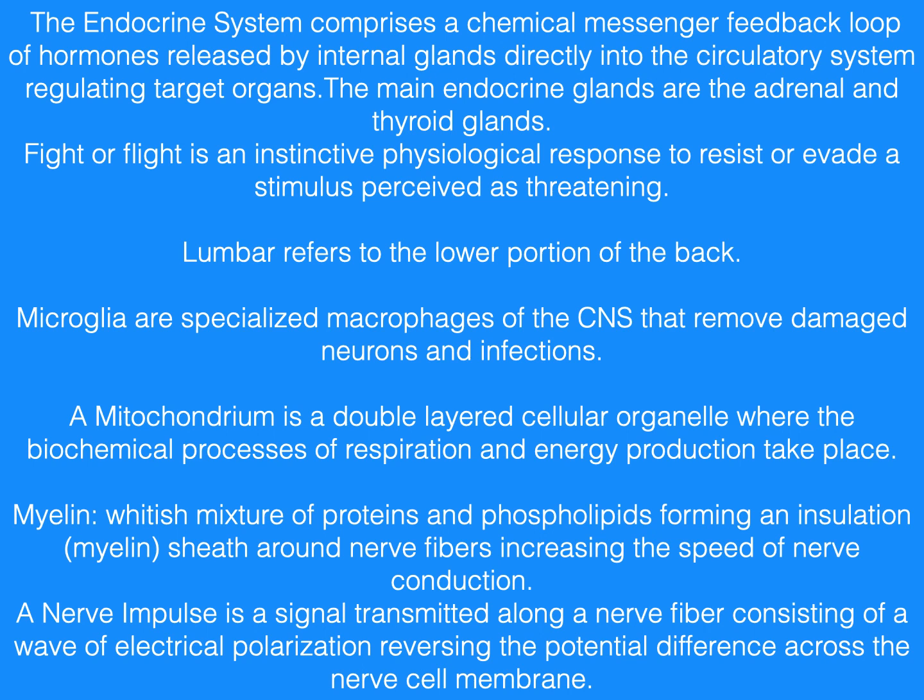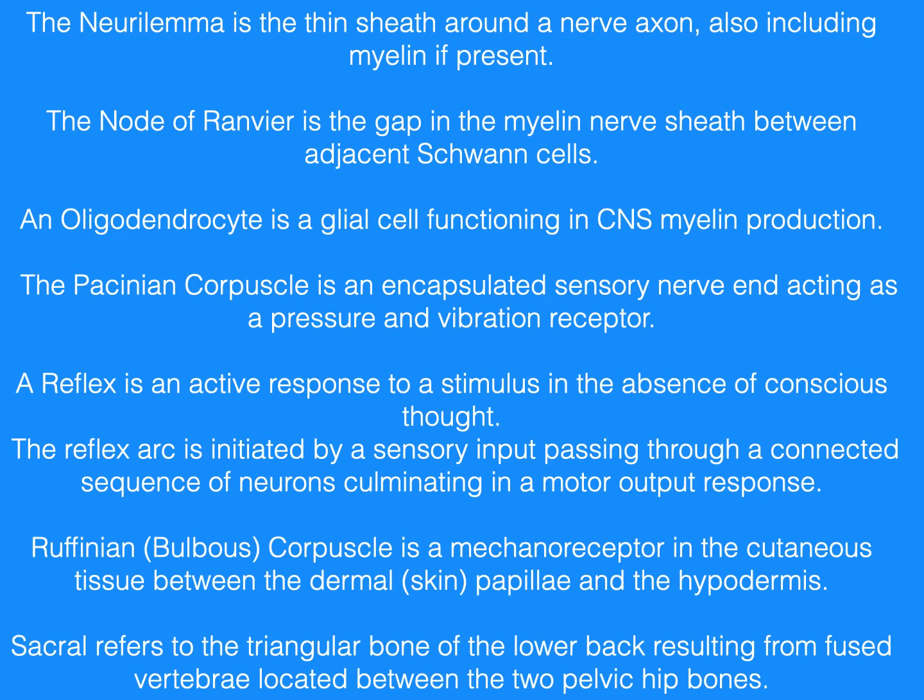A nerve impulse is a signal transmitted along a nerve fiber consisting of a wave of electrical polarization, reversing the potential difference across the nerve cell membrane. The Neurilemma is the thin sheath around the nerve axon, also including myelin if present. The node of Ranvier is the gap in the myelin nerve sheath between adjacent Schwann cells. An oligodendrocyte is a glial cell functioning in central nervous system myelin production.